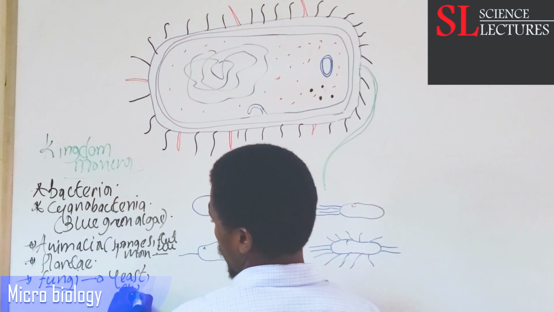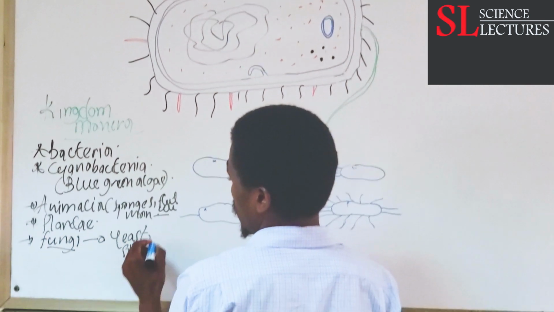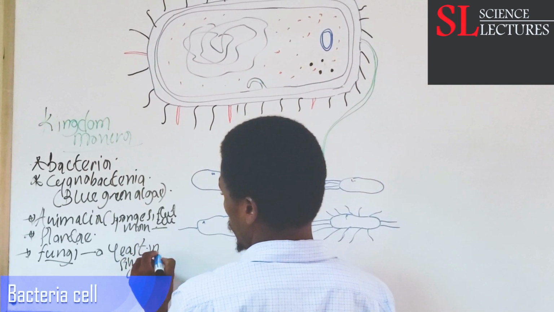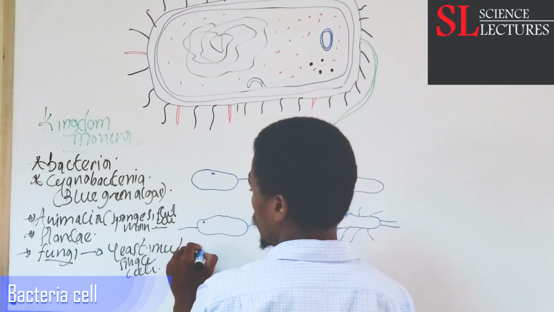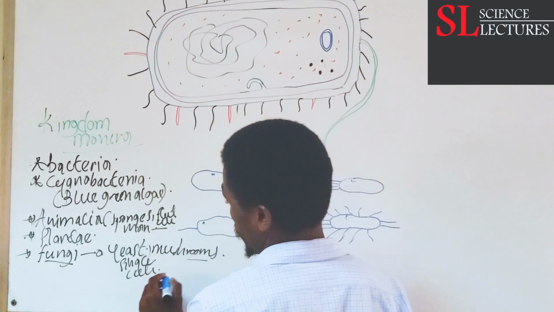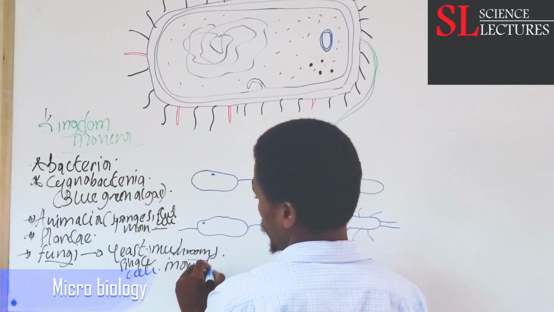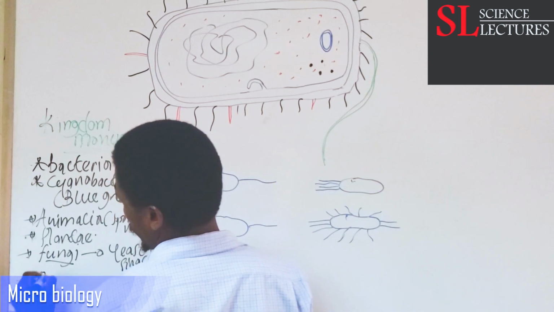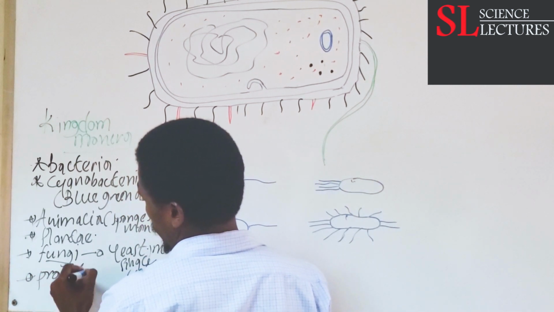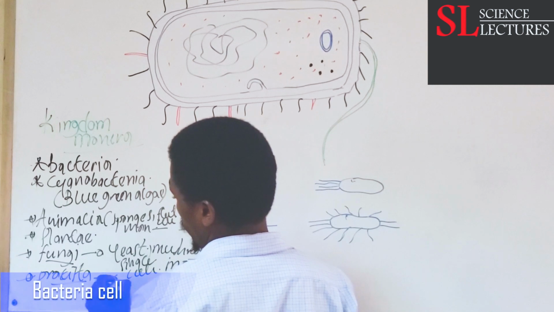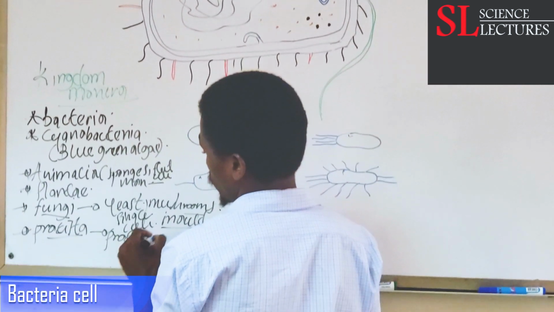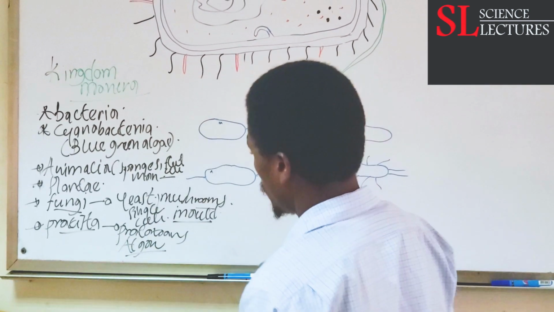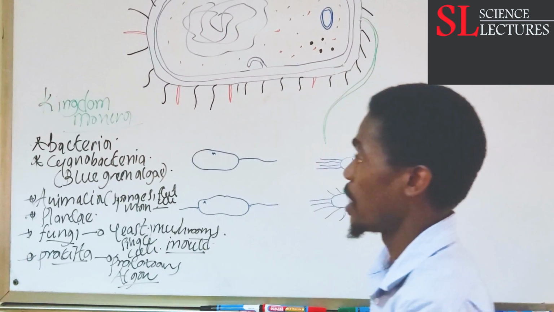Then we have another kingdom, which is kingdom Fungi, where we have yeast. We know yeast is single-celled. We also have mushrooms, and the mold is also part of the fungi kingdom. Then finally, we have kingdom Protista, where we have protozoans and algae. Under the protozoans, we'll see flagellates, ciliates, and the rest of them.